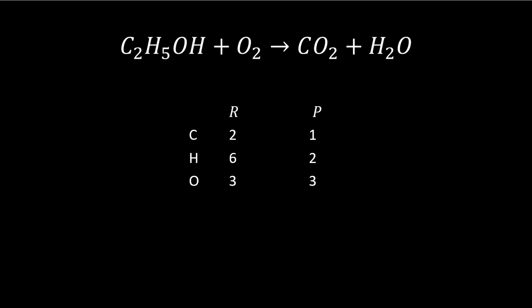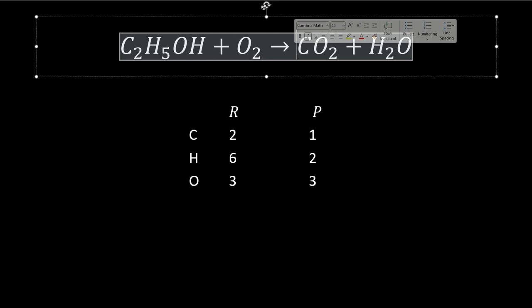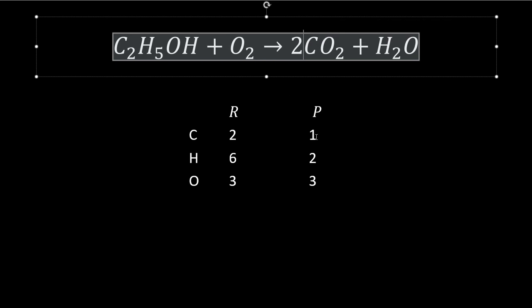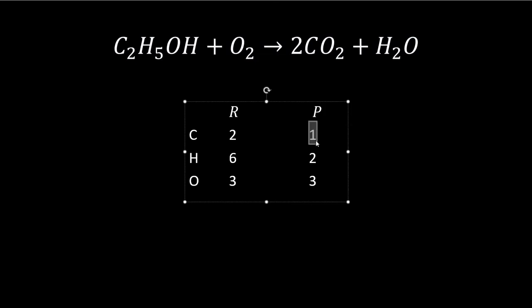There are 2 carbon atoms represented in ethanol, the reactant. Well, the only time we see carbon on the product side is part of CO2. Let's put a coefficient of 2 in front of CO2. So now that gives us 2 carbons. And as far as oxygen, that gives us 2 times 2 or 4 plus the 1 from water. Now following the general rule, let's save oxygen for last.